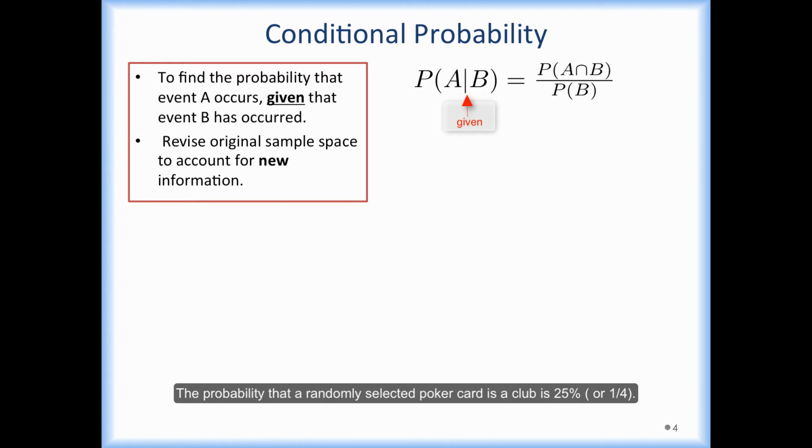The probability that a randomly selected poker card is a club is 25%, or a quarter. However, if we were told that the selected card is from a black suit, then surely the probability that the card is a club will increase from 1 out of 4 to 1 out of 2.